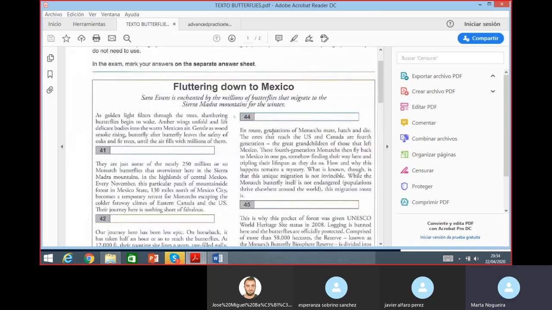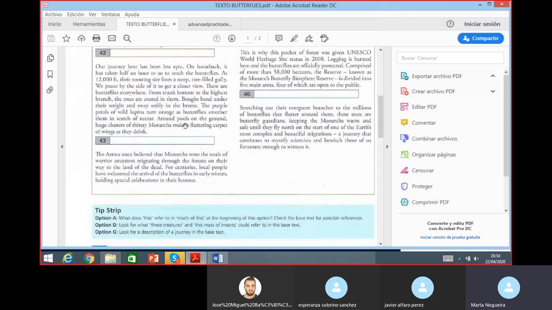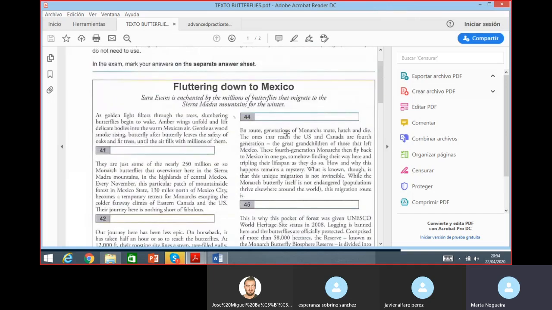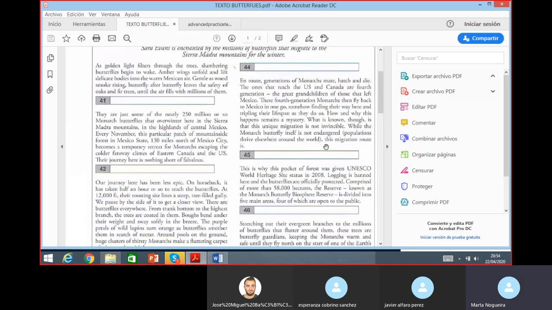It is something with a date, con una fecha. F, very good, very good. F, because it is talking about the ancient times and how they were honored and so on. F, so it says scientist, okay, that butterflies are not the ones who overwinter here, okay, and then it continues, blah, blah, blah. This migration route is.